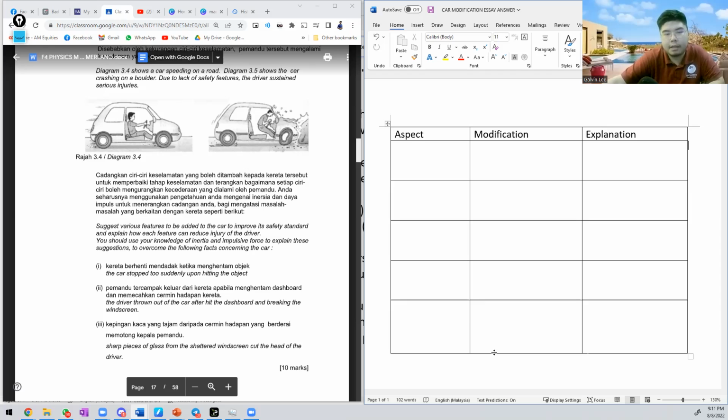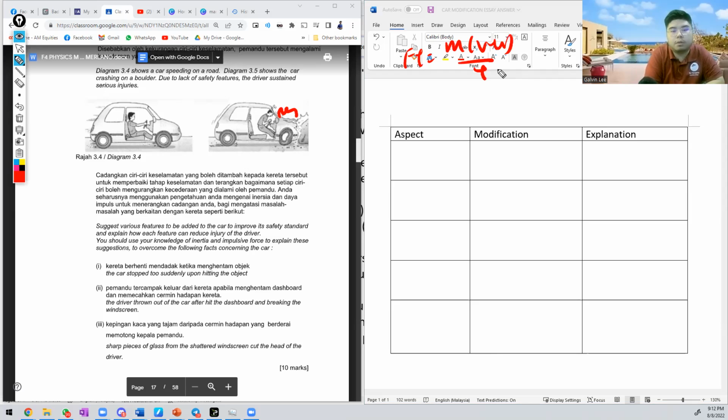Supaya dia boleh renyuk dengan mudah masa dia melanggar batu yang besar. Because when it takes the time to compress, to crumple the front, it will reduce the impulsive force, right? You already know the formula of impulsive force. Yeah? Ft equals to mv minus u over t. You want to reduce the force. You want to increase the time to reduce the impulsive force.